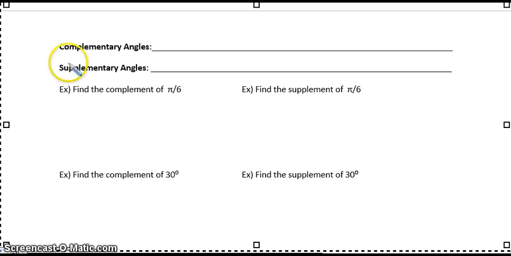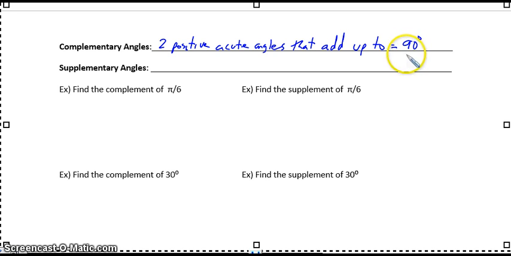This next topic we're going to talk about is something that we first introduced to you in geometry class, the idea of complementary angles and supplementary angles. Complementary angles are two positive acute angles that add up to be 90 degrees. Now, since we're dealing with radians also in this section, instead of just saying 90 degrees, we could say pi over 2. So two positive acute angles that add up to be 90 degrees or pi over 2.